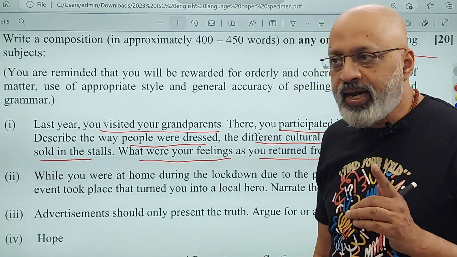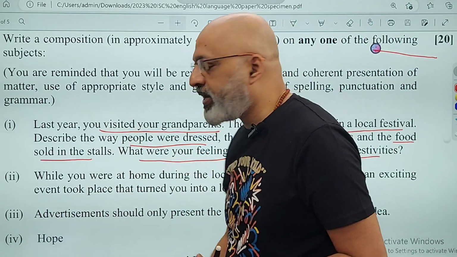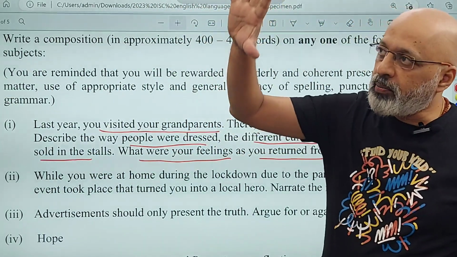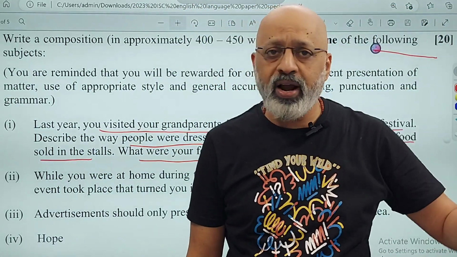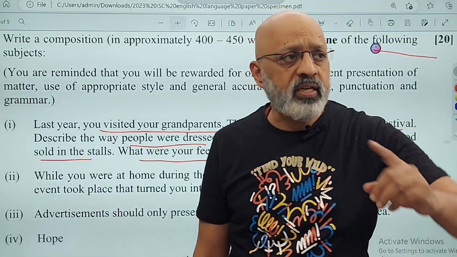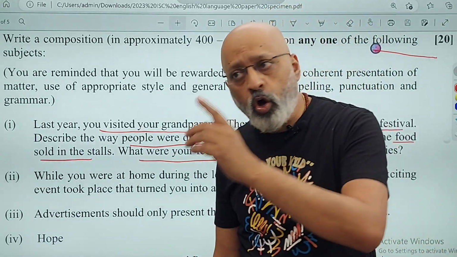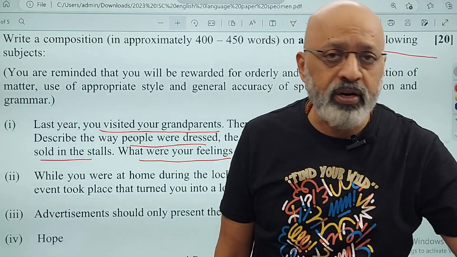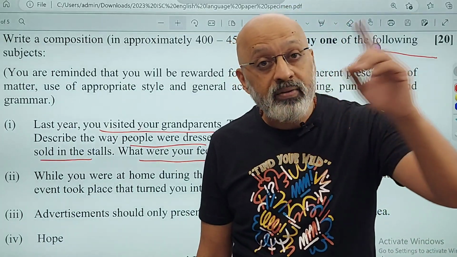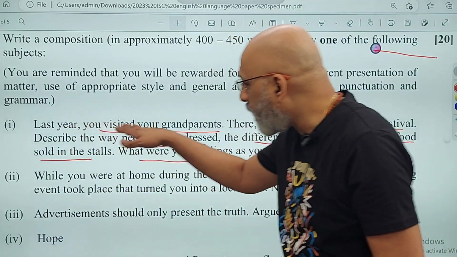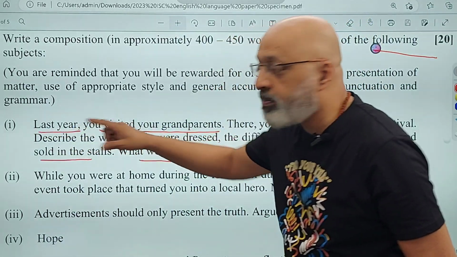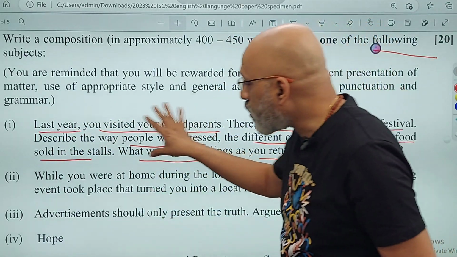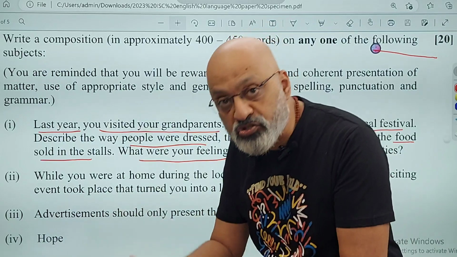Also remember, do not start this kind of essay from the very beginning. You spend about 50 words trying to explain how you convinced your parents that you want to visit your grandparents, and then you took a bus and it landed at the bus station, or you took a train and reached the railway station. Don't spend time on all that. You can just say you visited your grandparents. They've also given a time frame of last year, right? So you get into the topic straight.